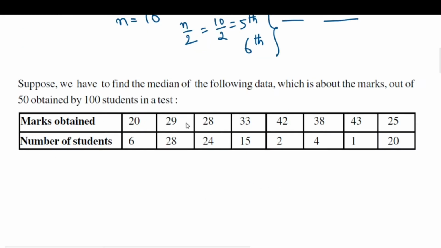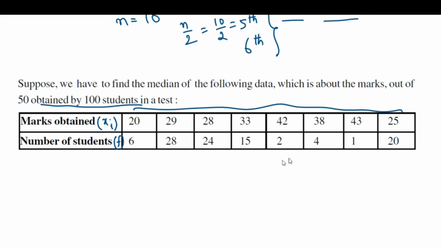Here we are given with marks obtained by 100 students in a test. The marks obtained, these are observations, number of students, this is frequency. The observations are not given in order, so first we have to write them in ascending order.